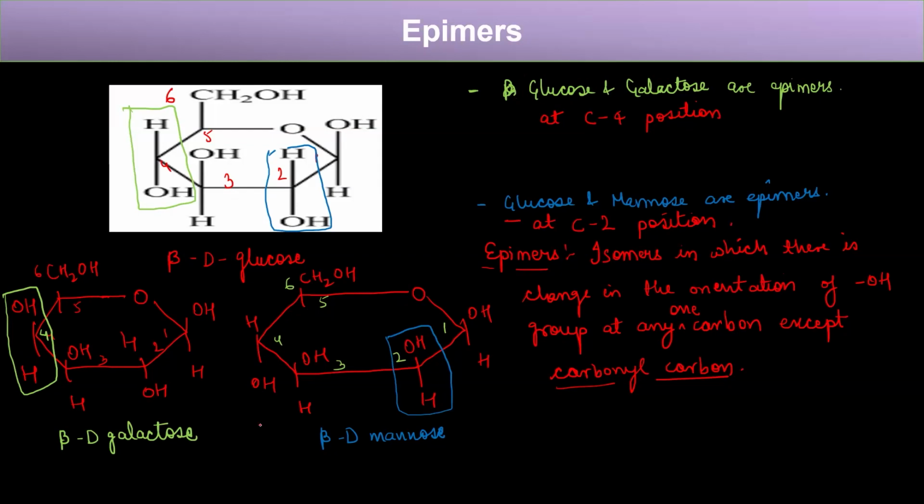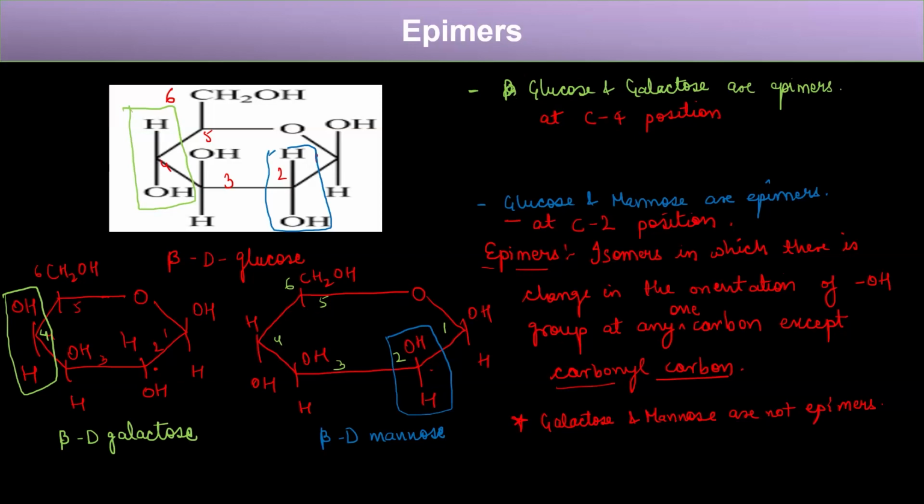Now the question is, are galactose and mannose also epimers? If you look at the structure, what differences can we observe? We can observe one difference here, at the second position. At the second position, there is a change in orientation between galactose and mannose. The second difference is at the fourth position. In galactose the OH is upward, while in mannose the OH is downward. But are these epimers? The answer is no. Why? Because according to the definition of an epimer, the change should be at one carbon, and in this case the change is at two carbons, right? So galactose and mannose are not epimers, because the changes are at two positions. Okay, so this is about epimers.